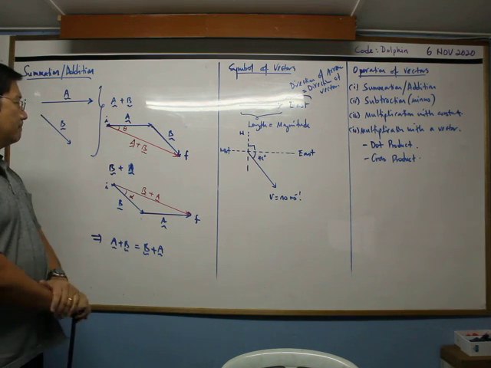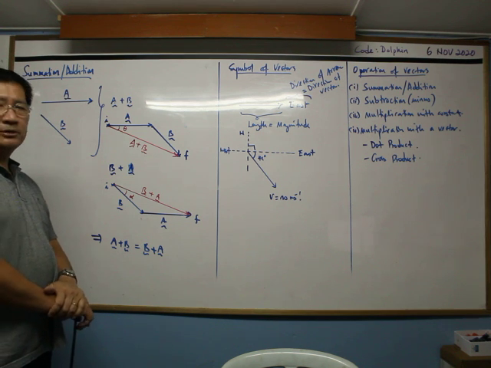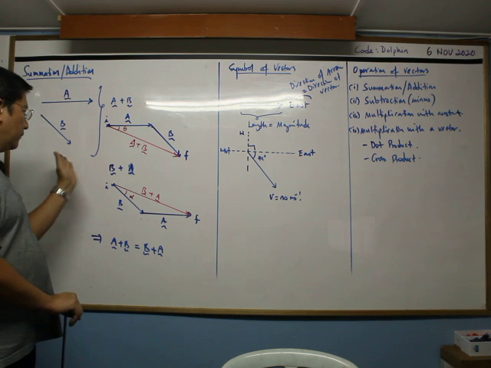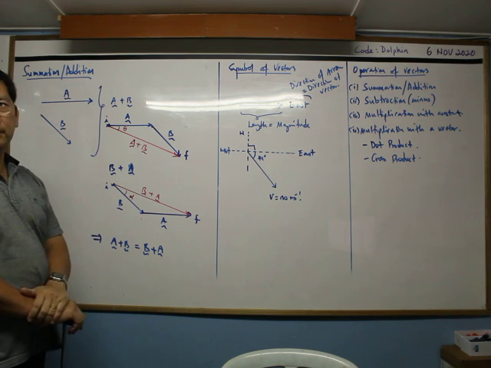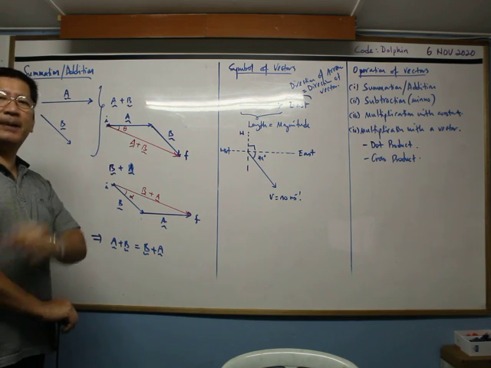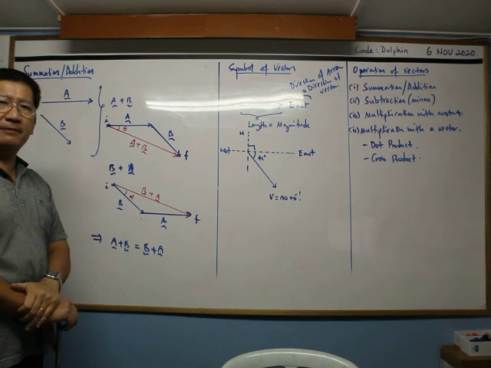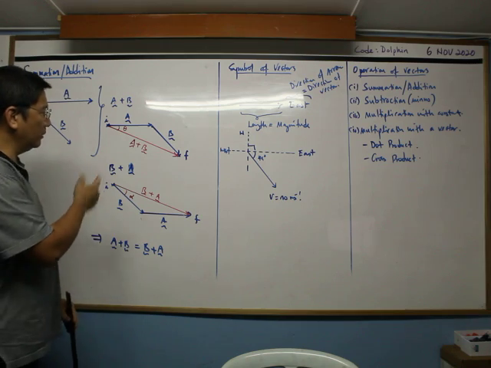So in physics, how do you sum up two vector quantities? It depends on your preference. You can start with the first vector followed by the second, or start with the second followed by the first. It makes no difference because vector is independent of space. That's why vector is very important. It is independent of space. So that is one of the examples.